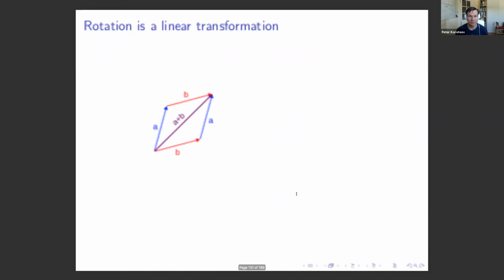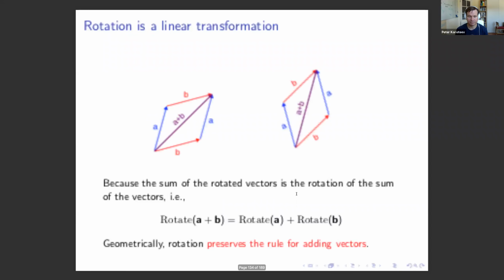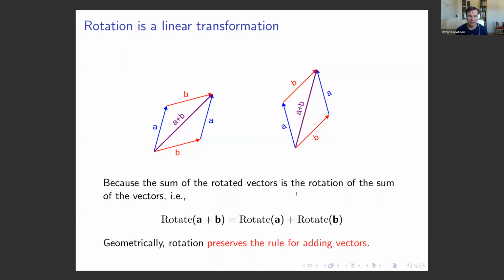Let's talk about rotation. Take the sum of two vectors. You can use either the triangle rule or the parallelogram rule. This is how it's been rotated. Because the sum of these two rotated vectors is the rotation of the sum, clearly the rotation of the sum is the sum of the rotations. So rotation preserves the rule of linear combinations, so it's a linear transformation.